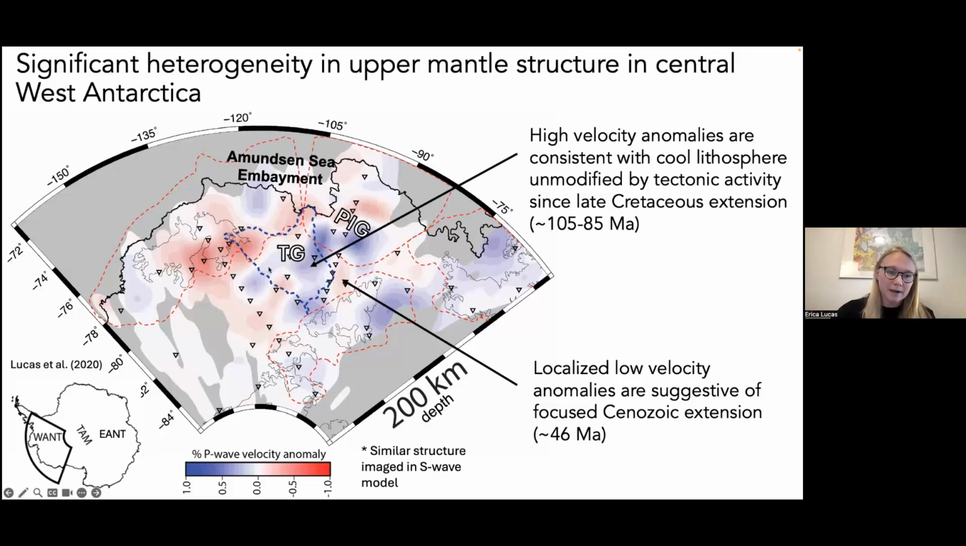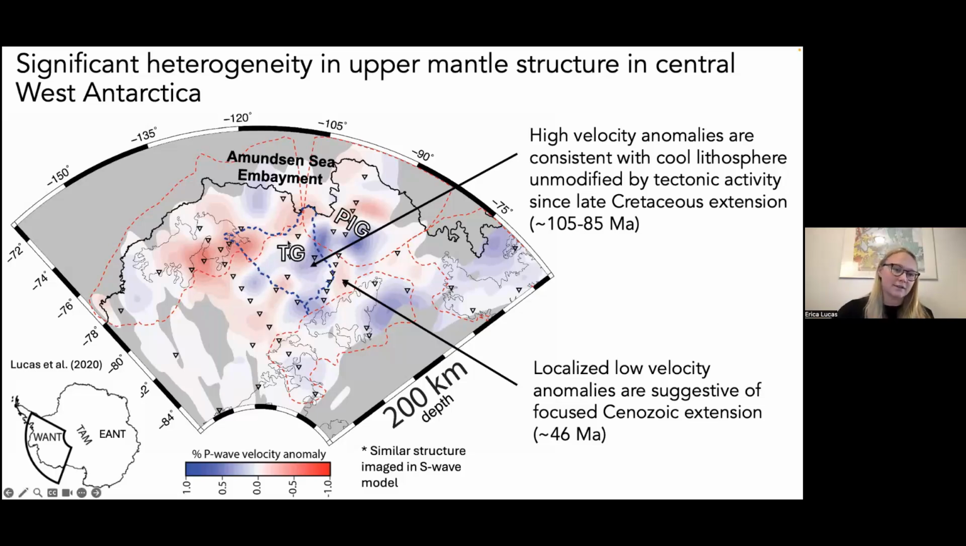So for my work, we found that there are these high velocity anomalies throughout much of the rift system. So the rift system sits here, and then again, these crustal blocks outlined in red. So the rift system here, we have pretty high velocities across the rift system. And this is really indicative of cooler lithosphere, unmodified by tectonic activity since the late Cretaceous extension.